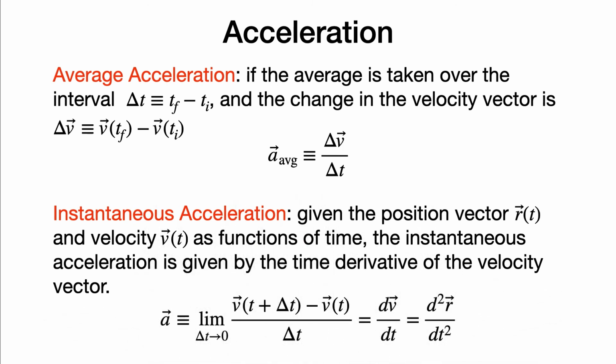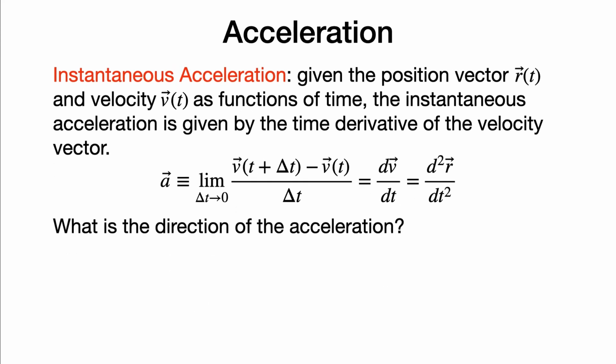For instantaneous acceleration, given the position vector r as a function of t and the velocity vector v as a function of time, the instantaneous acceleration is given by the time derivative of the velocity vector, or the second time derivative of the position vector.